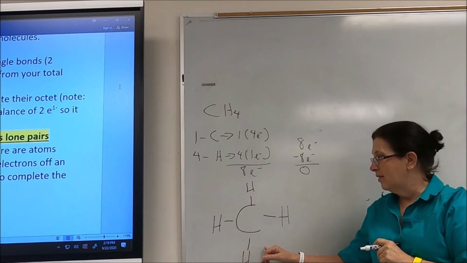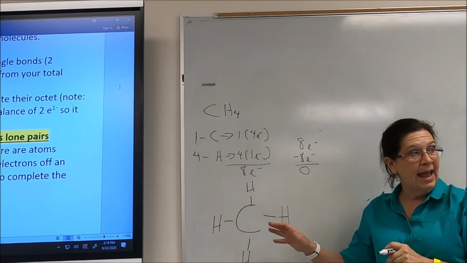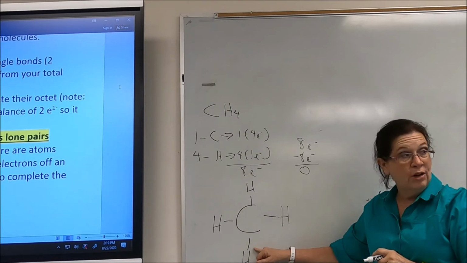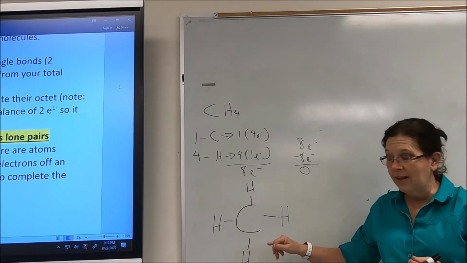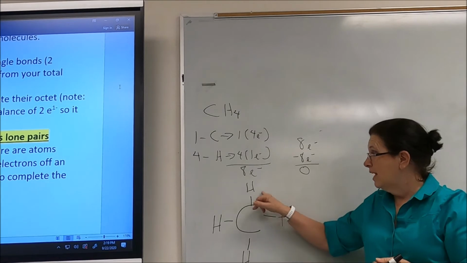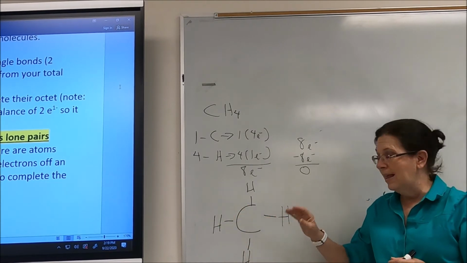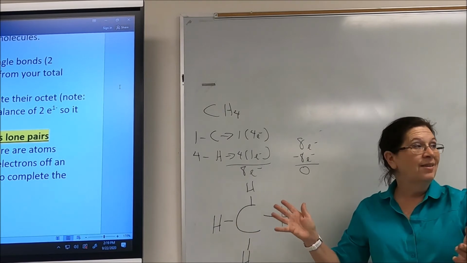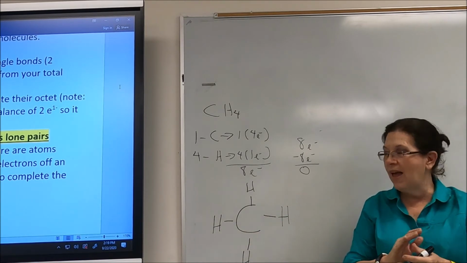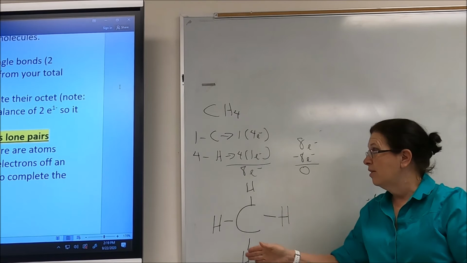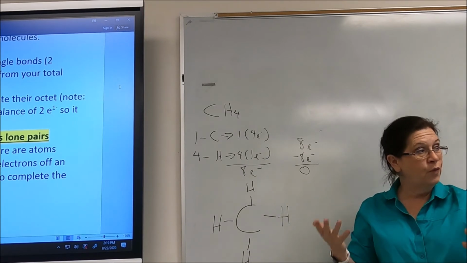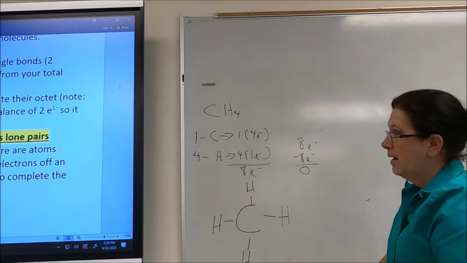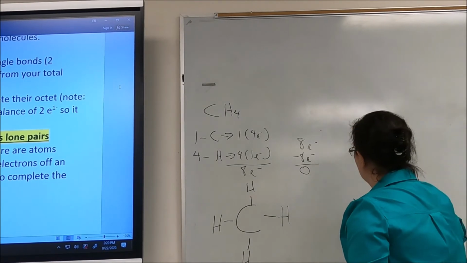Now I look at it. I want to make sure that everybody has a completed valence. This hydrogen sees 2 electrons in the bond. That's a completed valence for hydrogen. So each one of these hydrogens sees 2 electrons, it's good. The carbon sees 2, 4, 6, 8. It reached the magic number of 8. Carbon is good. So this would be the Lewis dot structure for CH4. Okay? Now, let's try ammonia.